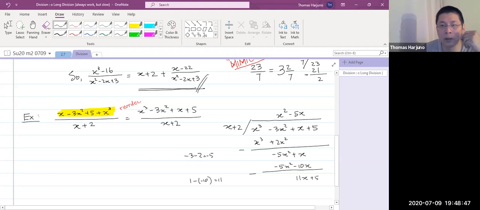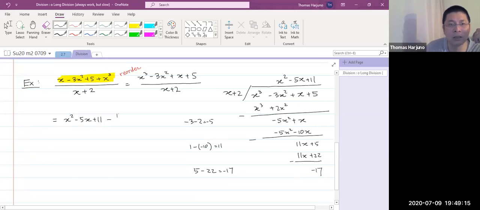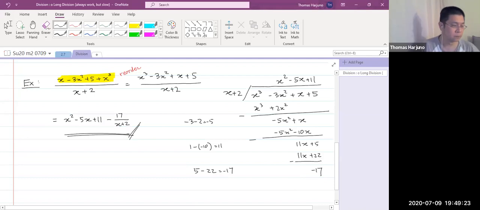X times 11 gives us 11x. Then I get 11x plus 22. When I subtract this, 5 minus 22 is negative 17. Okay, so the quotient is therefore x squared minus 5x plus 11 minus 17 over x plus 2.